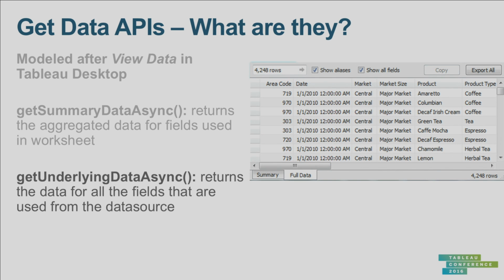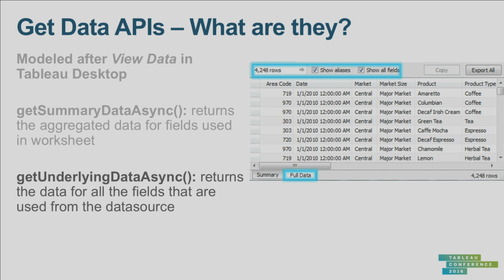The next function is getUnderlyingDataAsync, and this function returns the data for all the fields that are in the data source. And that corresponds to the Full Data tab in Tableau Desktop. So whenever people have questions about the API, one tip that I would give is that you can go ahead and look in Tableau Desktop, because the APIs are designed to have very similar behavior compared to the feature in Tableau Desktop.